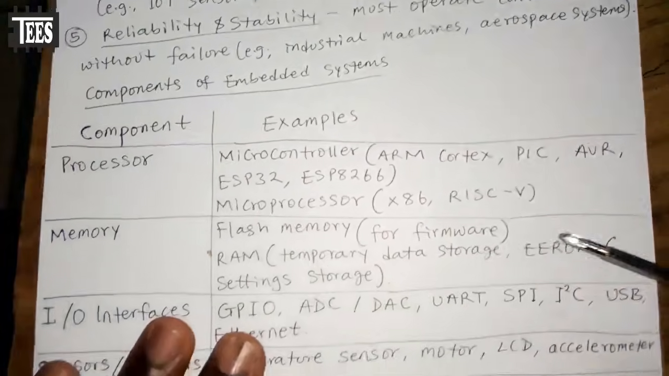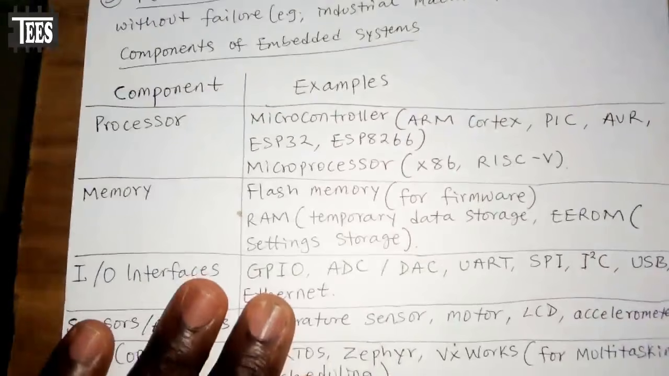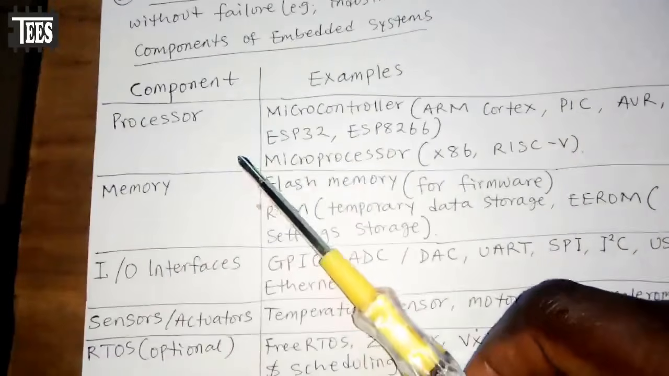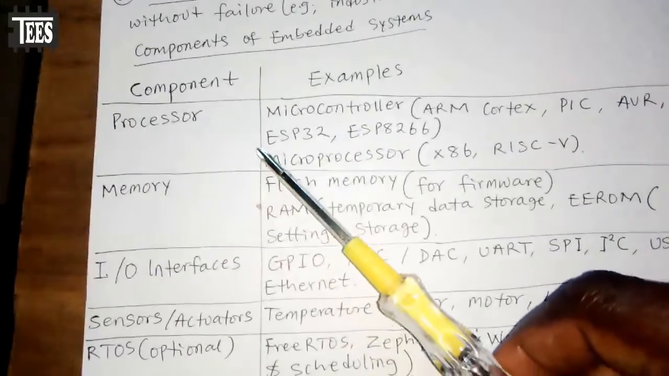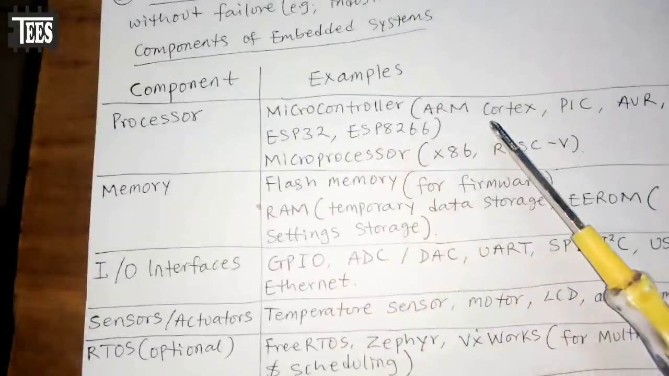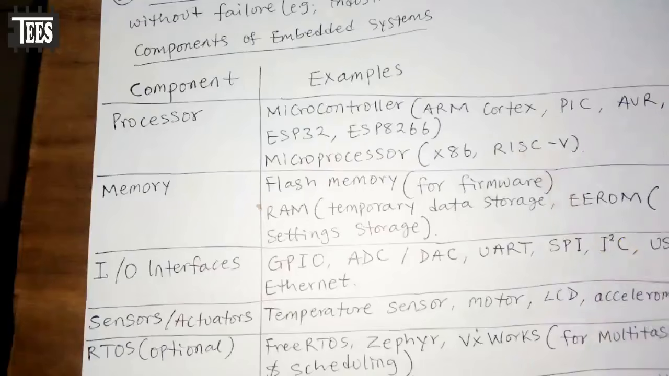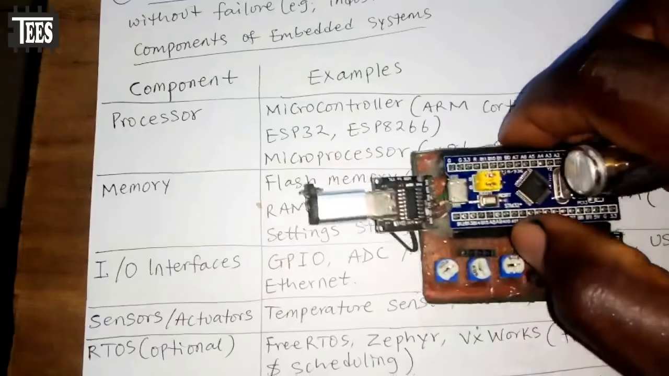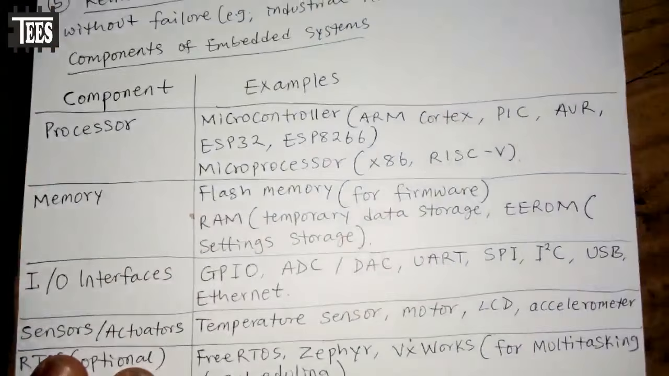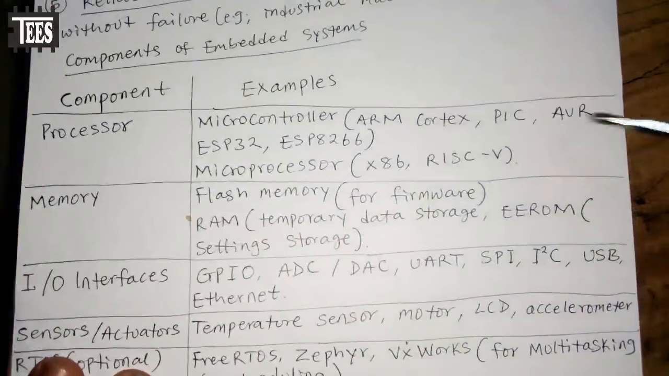So let's take a look at the components of embedded systems. The processor. Here we have the microcontroller, for example, ARM. Here is an ARM microcontroller that I'm having here. Then we also have PIC, and we also have AVR.